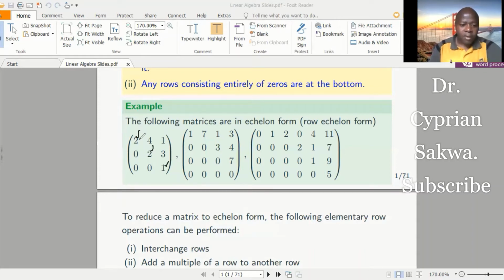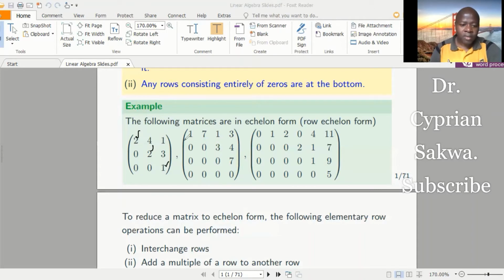What I mean therefore is that the leading element in this row is in column 2, and this one is in column 1. So this one is to the right of this. And again, you can see that this leading 1 is also to the right of the other leading entries above it.